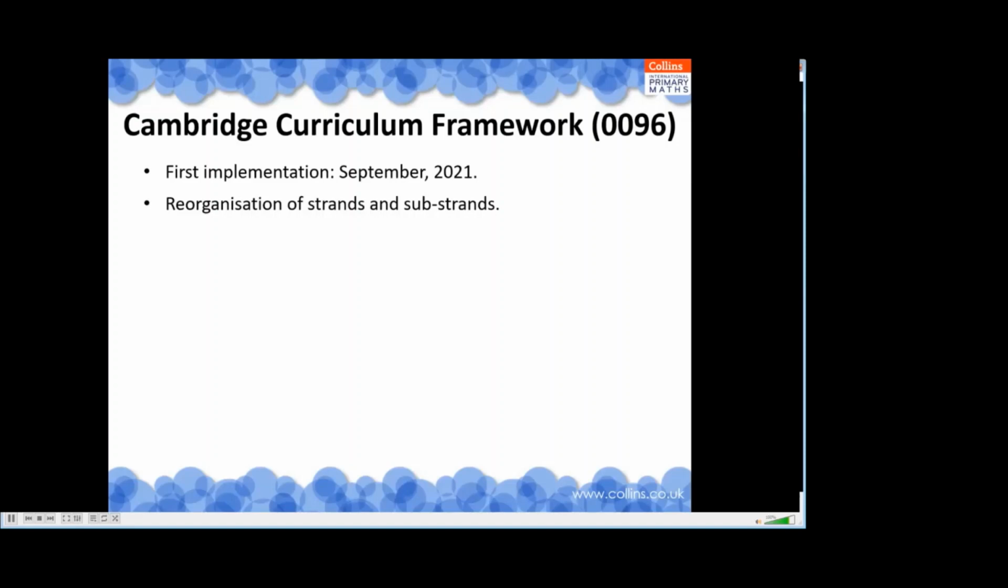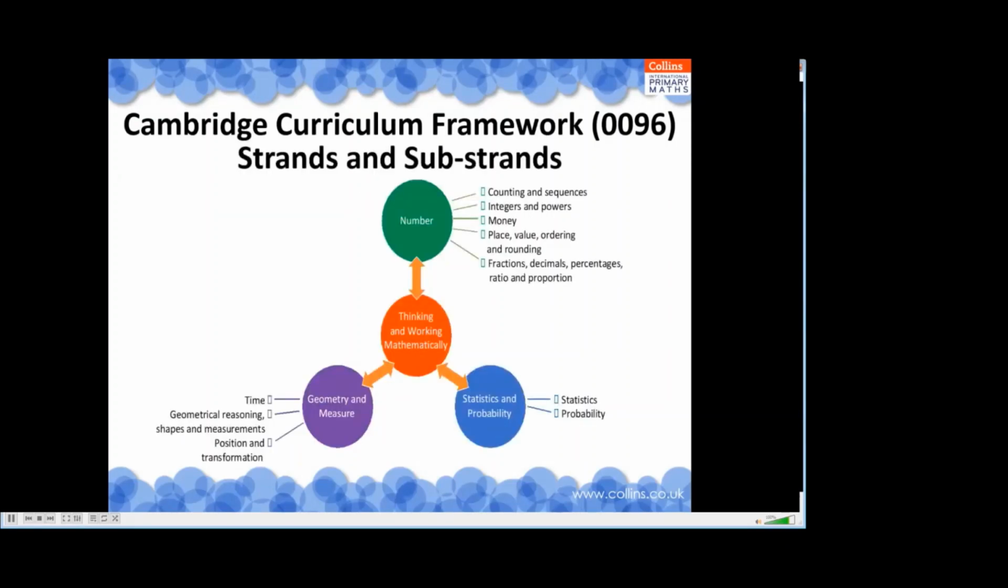As with the previous 2011 framework, the curriculum is organised into strands and sub-strands, and in the revised framework, these have been reorganised slightly. In the new framework, there are 3 strands: number, geometry and measure, and statistics and probability. This slide also shows the sub-strands within each strand. Underlying all the strands and sub-strands of the revised framework is the process of thinking and working mathematically. More about this in a moment.